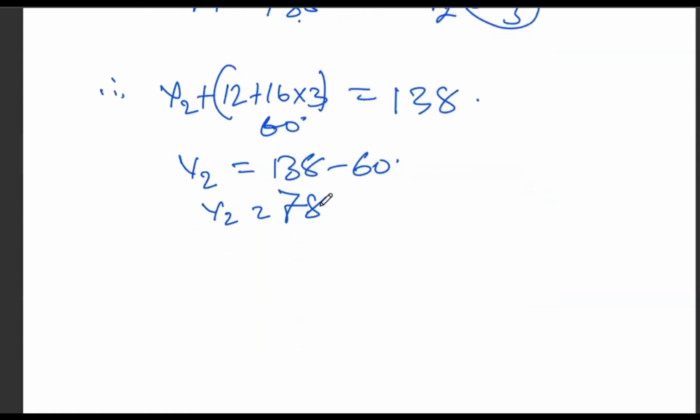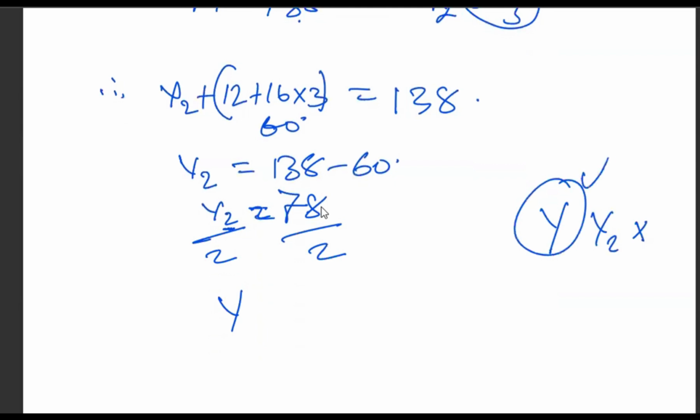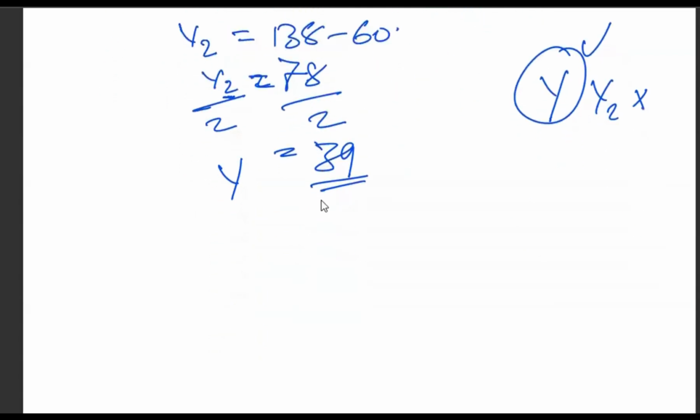But now since it is Y2, meaning there are two atoms of this, so 78 divided by 2, so that I get Y, because they want Y. They don't want Y2. So when you divide by 2, it gives you 39. So I'll go to the periodic table and find out which element has that. If you go to the periodic table, you'll find out that Y is potassium.